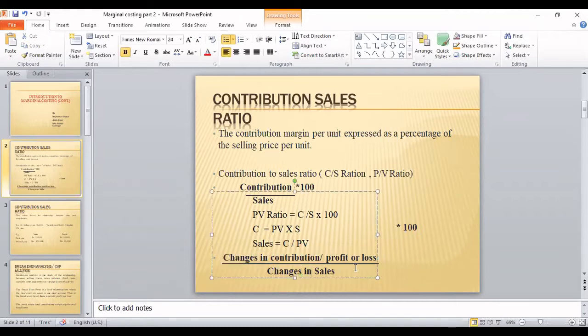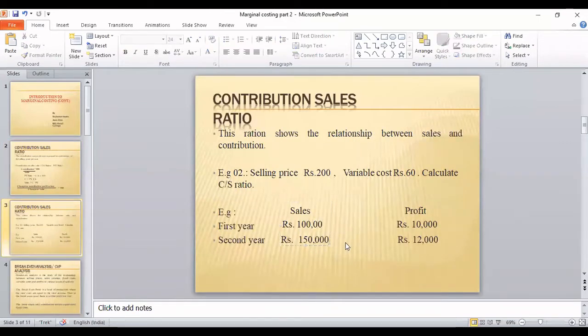See, another formula is given for PV ratio again, that we use if the data is given for two periods, like the data is given for 2017 and 2018. So whatever change in the profit is there, that we have to take, and whatever change in the sales is there, that we have to take, multiply by 100 will give you the answer for PV ratio, or the contribution sales ratio, whatever name you call it. Are all these three formulas clear? Yes, sir.